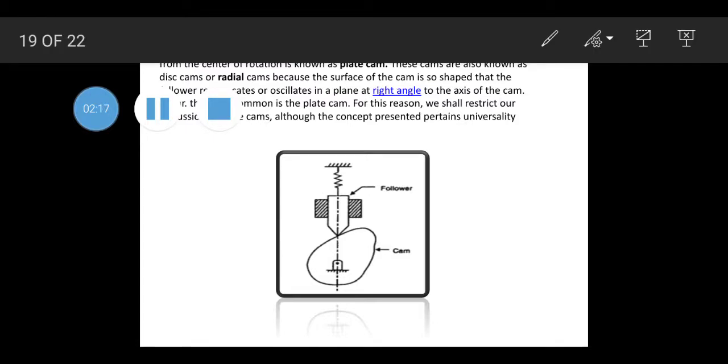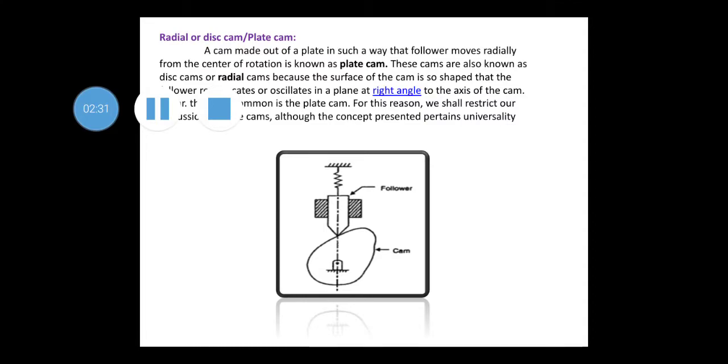The most common is the plate cam. For this reason, we shall discuss the plate cam, although the concept is generally universal. Here we will be discussing problems on the cam and follower, and the rest, how we can draw it on the drawing sheet, we will discuss in the practical part. So let's get an overview of how the drawing of the cam profile is made.